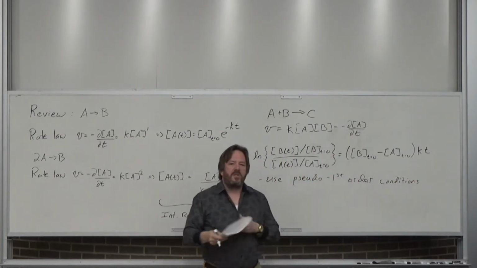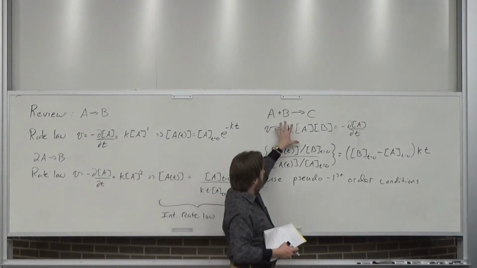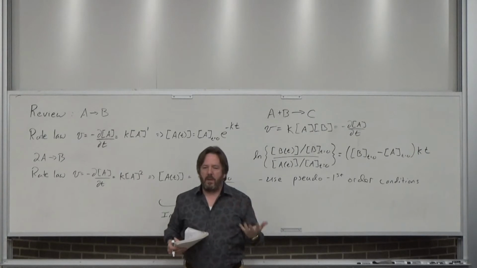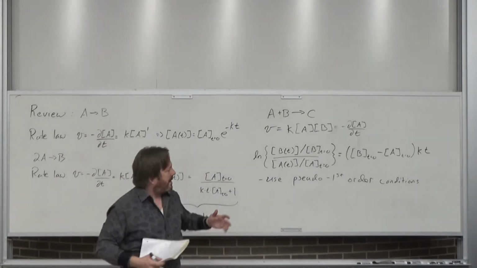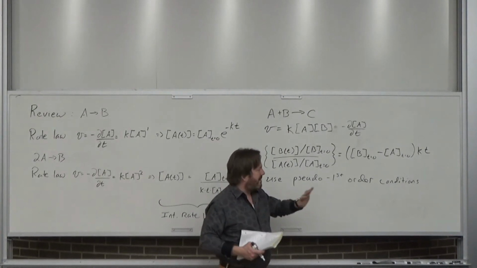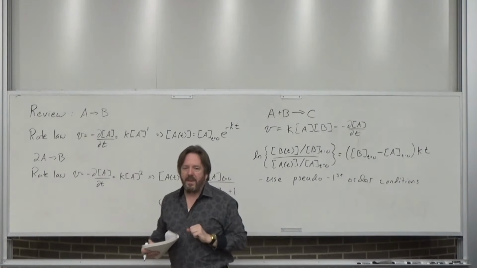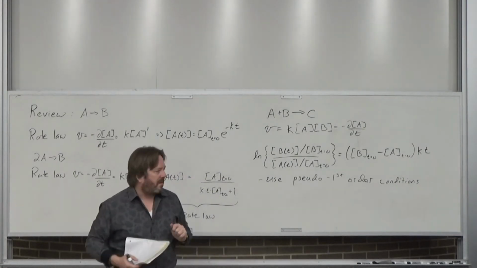Okay, pseudo first order condition. So again, you're writing a paper and you're trying to tell people how this works, and it's tempting to make A and B equally concentrated. That would make sense, but you know what? You're not going to be able to figure out the rate constant. So you're going to use what's called pseudo first order conditions.